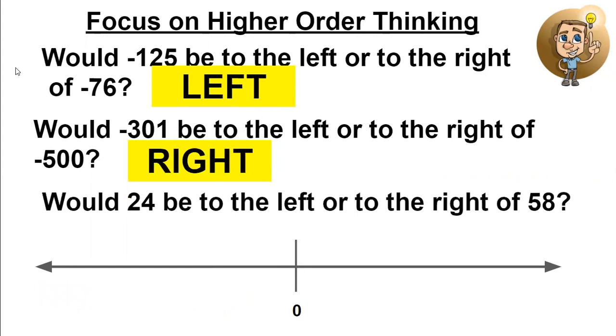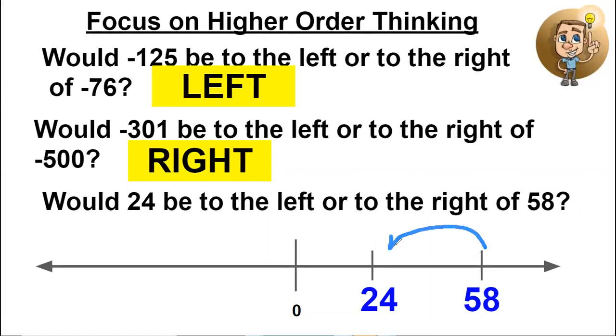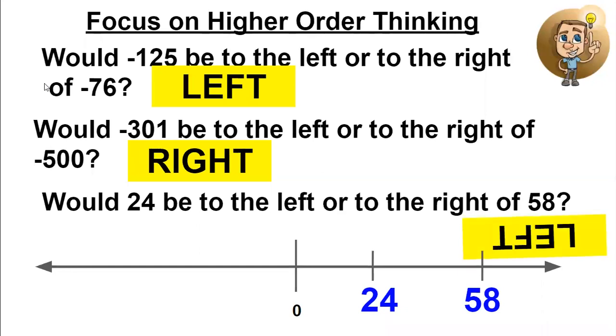Okay, would 24 be to the left or to the right of 58? Let's plot those 2 points. You can go ahead and pause the video and plot those points yourself and see if you get the right answer. And come back. There's 24. And there's 58. Remember, the numbers get bigger the farther to the right you are. So would 24 be to the left or to the right of 58? Did you say left? Then you are the winner for the day. Yay! Okay, let's continue.